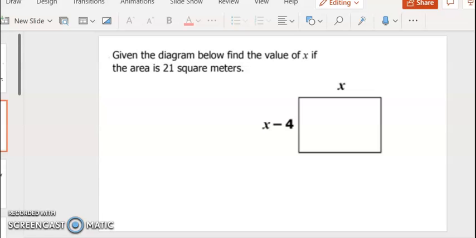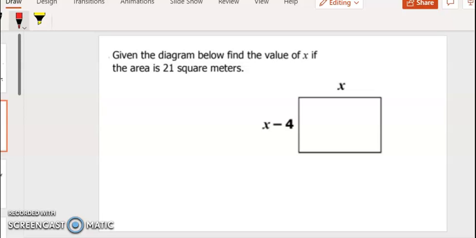So this lesson is on the application of quadratic equations. One of the types of questions you're going to see on your final exam are some that ask you about perimeter or area of a rectangle. So we're going to do a couple of problems like that.